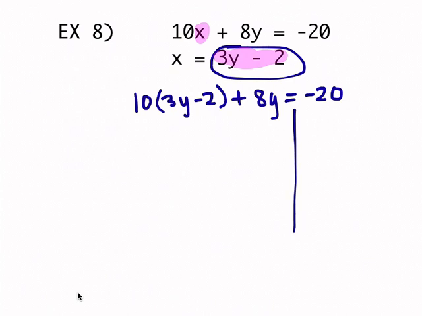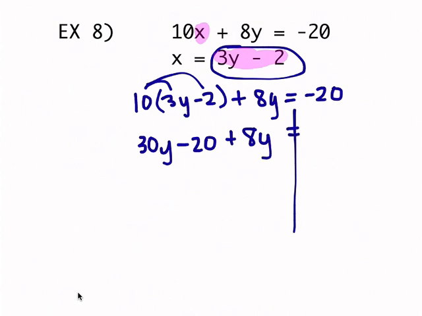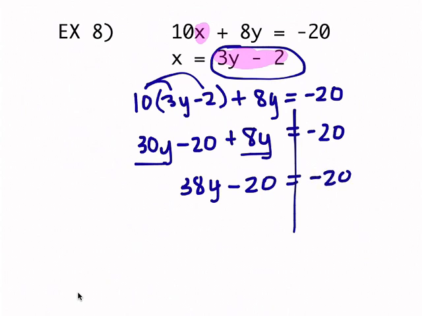Let's solve. 10 times 3y is 30y. 10 times a negative 2 is a negative 20. And I can't forget about my plus 8y. Negative 20 on the other side drops. Then I combine my like terms. I have 30y's and 8y's on the same side, so really I have 38y's. My minus 20 drops down, and my negative 20 on the other side drops.